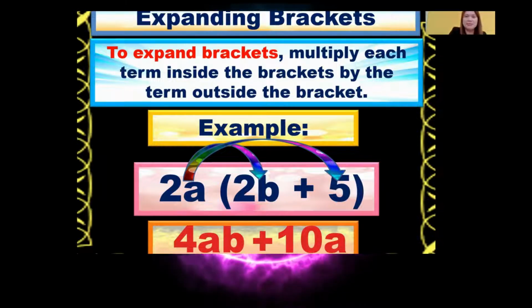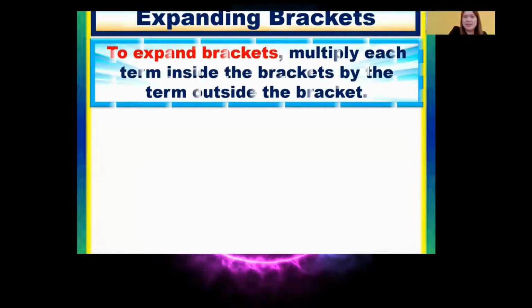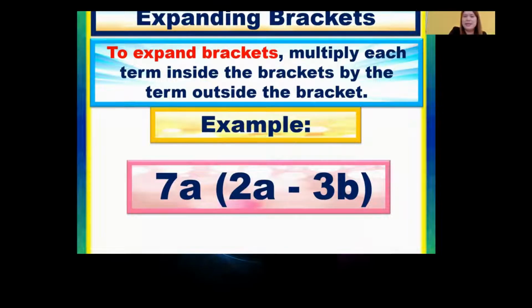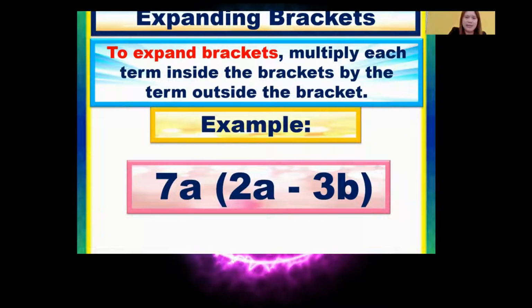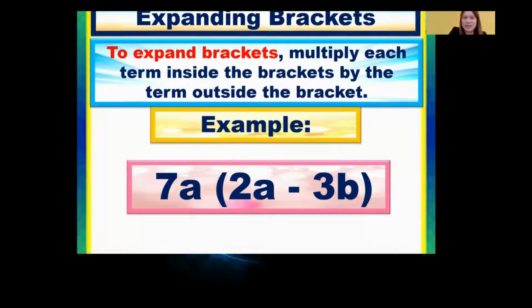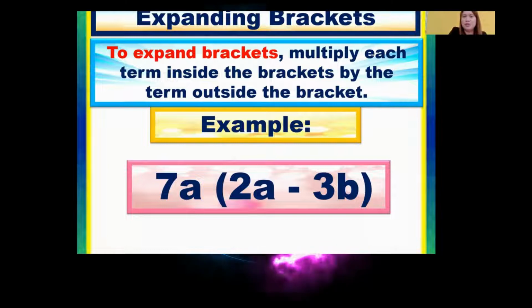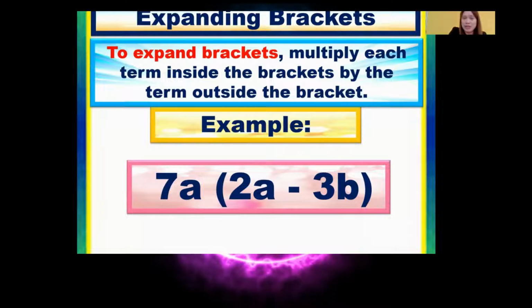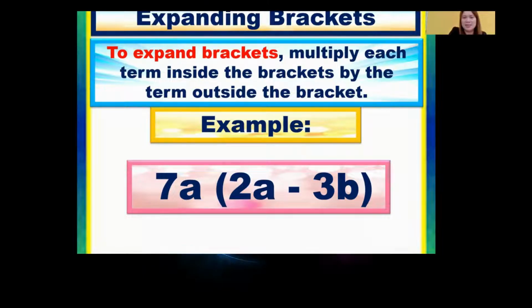All right, year 8. So let's have more examples. You can do this, year 8, and let's see if you can get the correct answer. I'm going to show with the arrow. You can even draw an arrow to show that you are multiplying the term outside the bracket to the term inside the bracket. Let's see.